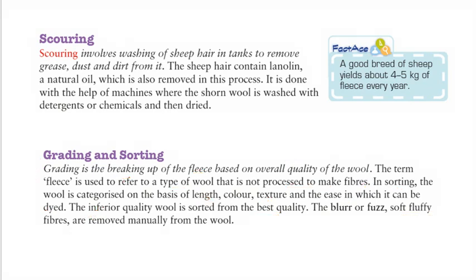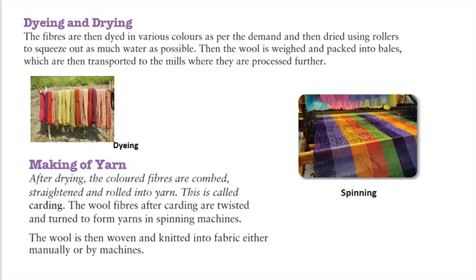Now after grading and sorting, the next process is dyeing and drying. Now we have to color our cloth. Dyeing means coloring of the cloth. So the fibers after sorting or grading go to dyeing, and the dyes are in various colors. We all know about it because we all wear different colored clothes, and all those clothes pass through this process. Clear? So the fibers are dyed in various colors as per the demand.